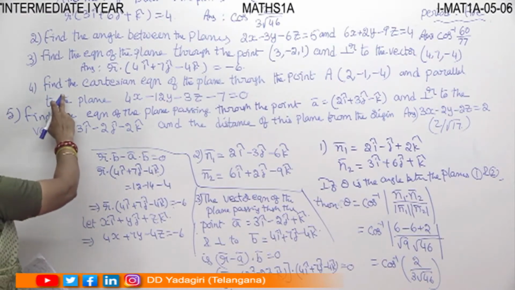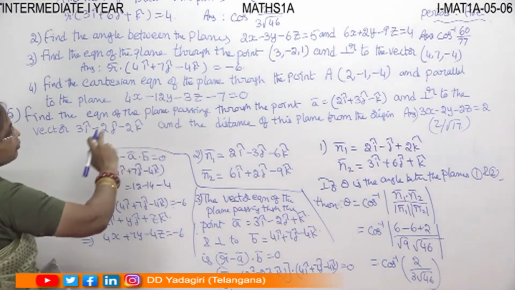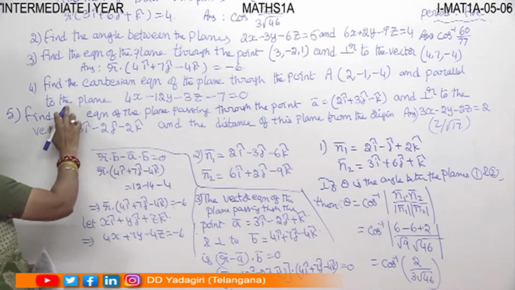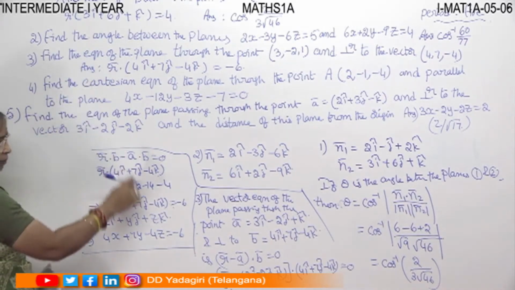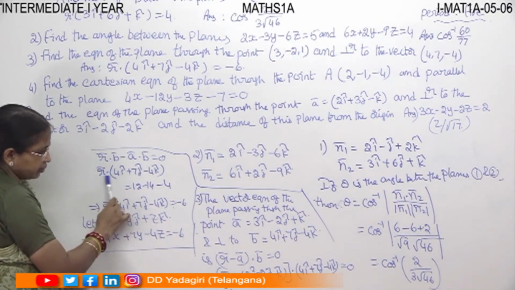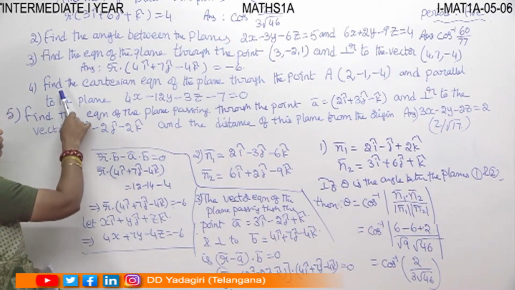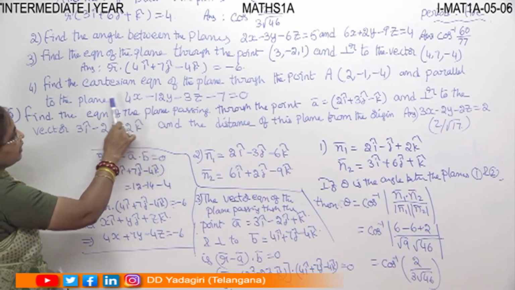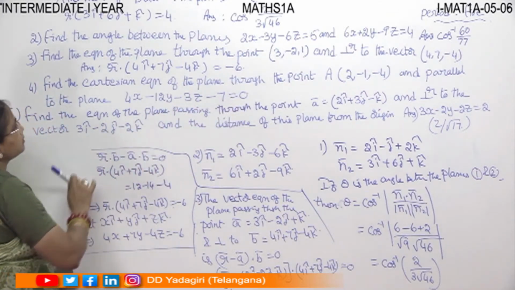Next, the fourth problem is to find the Cartesian equation of the plane passing through that point and parallel to this plane. In the third problem, you can write the answer like this, and then again you can also write it in the Cartesian form. This is the answer. Now the fourth problem is to find the equation of the plane passing through that point and parallel to this plane.